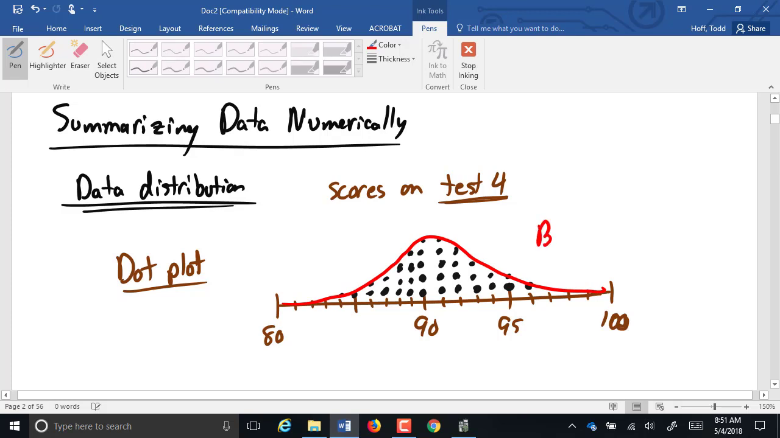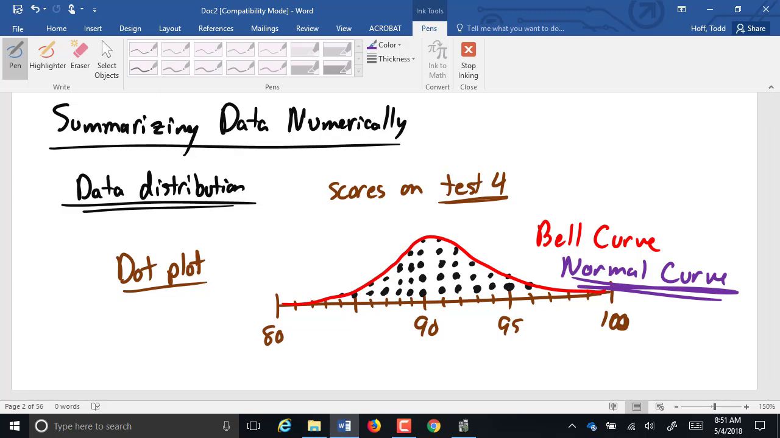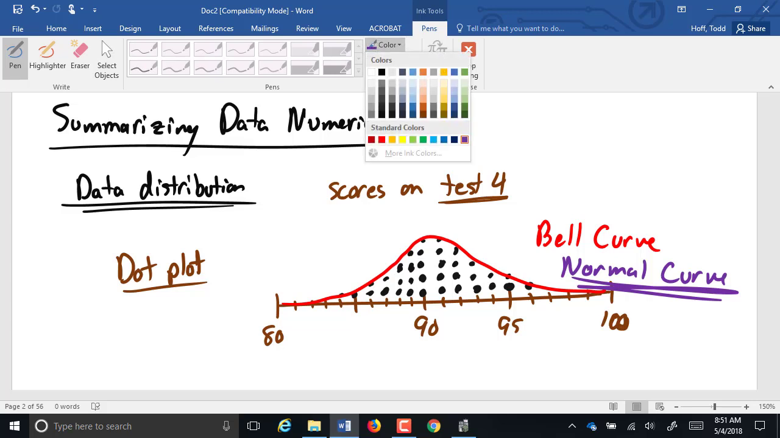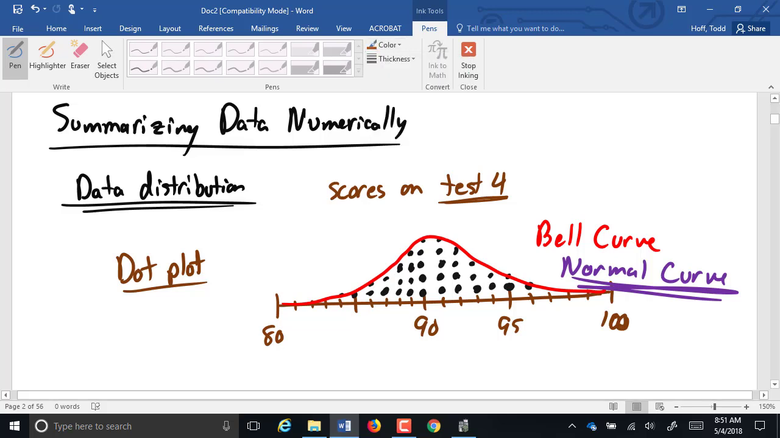Now, many of you might be familiar with this shape called a bell curve. The official statistical name for it is the normal curve or normal distribution. It's called the normal distribution because in nature, that is the shape that most data normally takes on. The distribution of heights of people of the same age will take on a normal distribution. Distribution of weights will take on a normal distribution by age. Distribution of scores on a well-written test should take on a normal distribution.